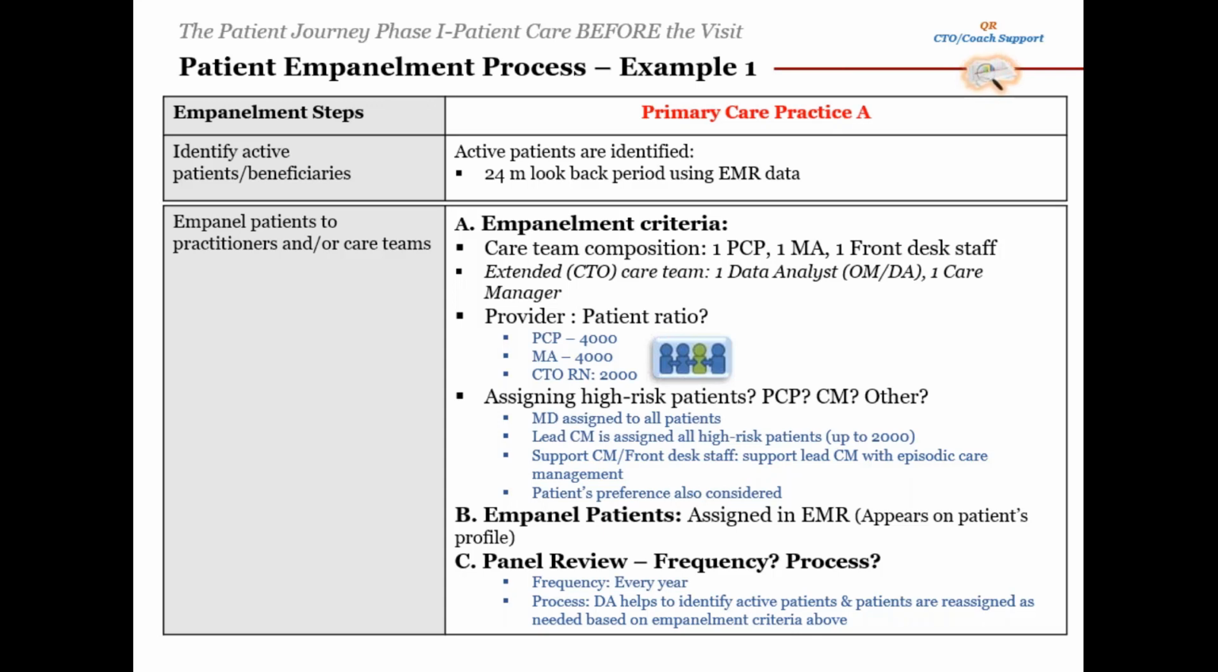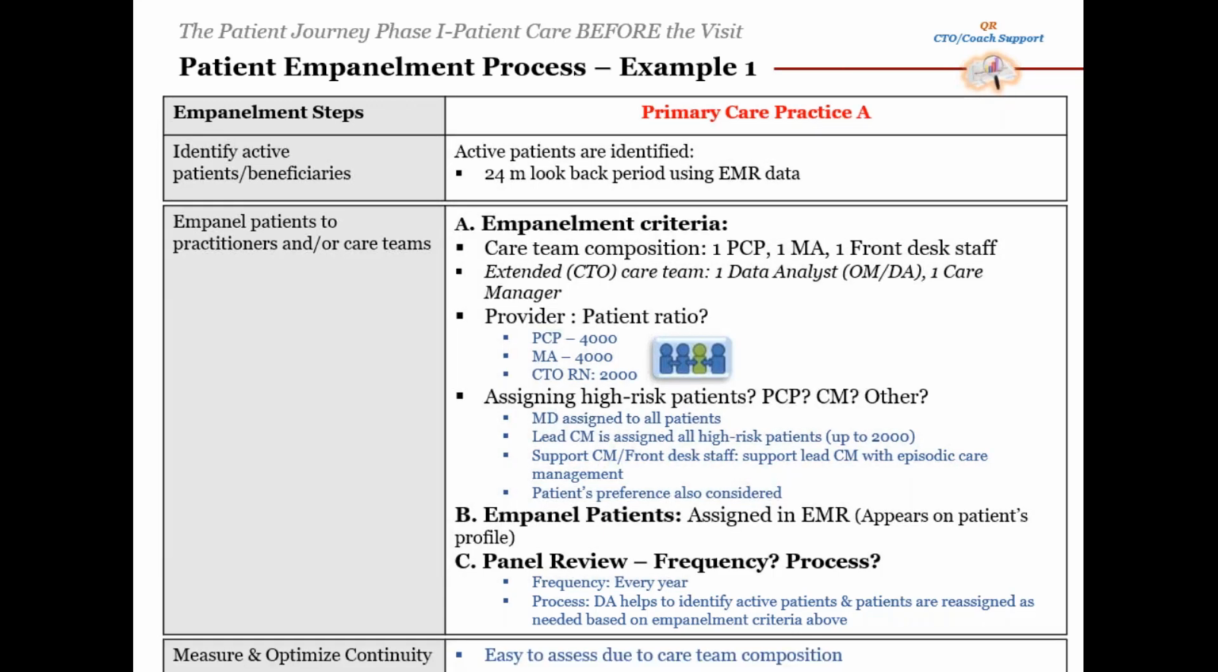And then assigning high risk. Maybe in this practice, it's just one PCP, so everyone's assigned to the PCP. But if you had 2 PCPs, you could say the high risk patients were assigned to the MD, but the rising and low risk patients were assigned to the PA. So things like that. And then you empanel the patients, and then consider reviewing that every year, bi-monthly, whatever works for you. And then you also can measure and optimize continuity. In this practice, it's easy, it's one of everything. So it's easy to assess because of the care team composition.